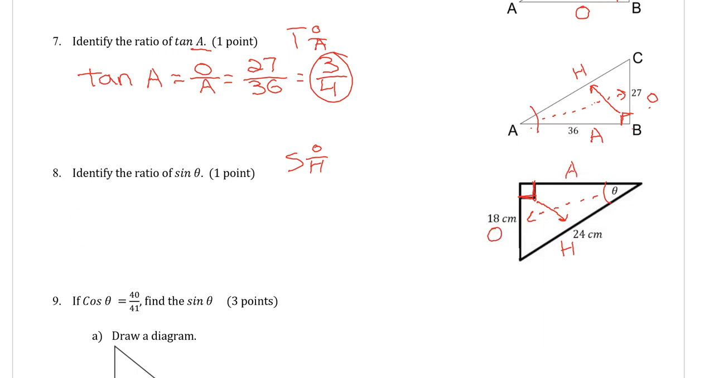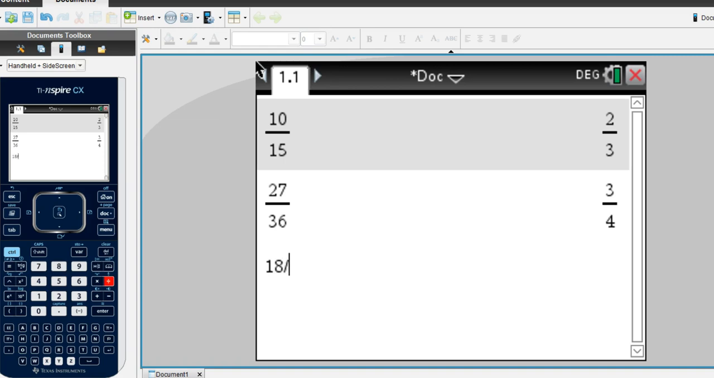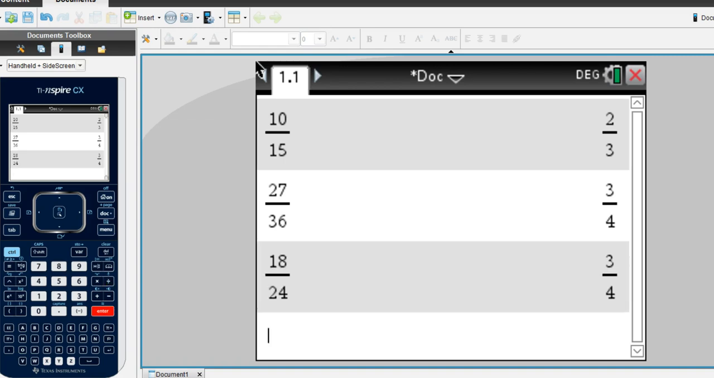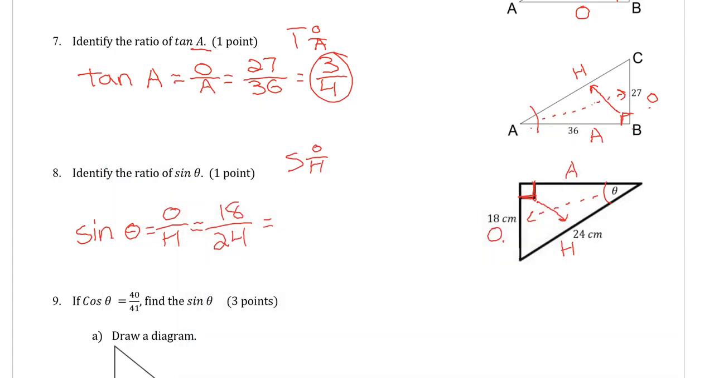Okay. So sine of theta equals O over H, opposite over hypotenuse. My opposite side is 18, and my hypotenuse is 24. Again, I'm going to type that into my calculator to check if it reduces. And it's 3 out of 4 again. That's fun. All right, so all 3 of these are literally just writing your fractions.